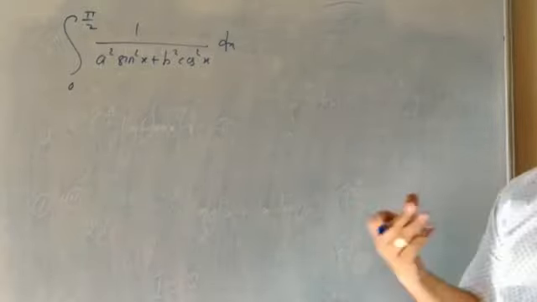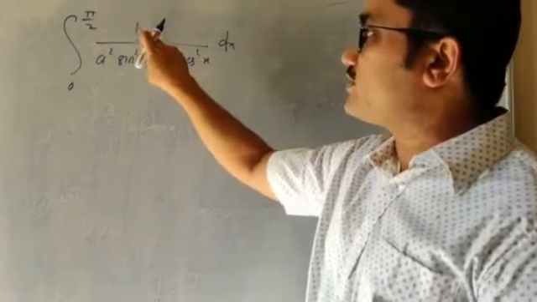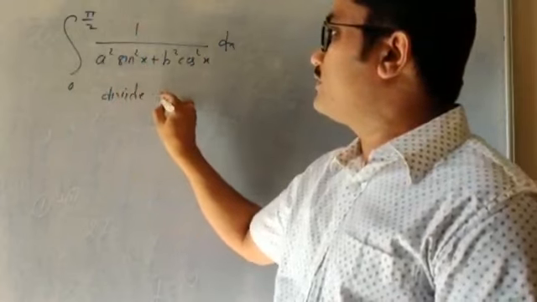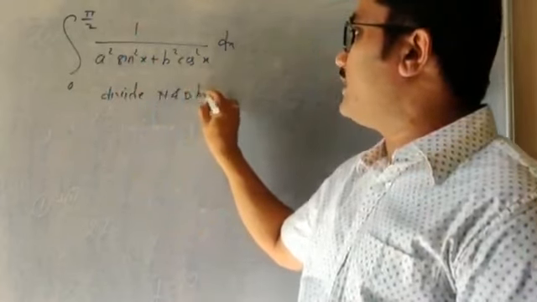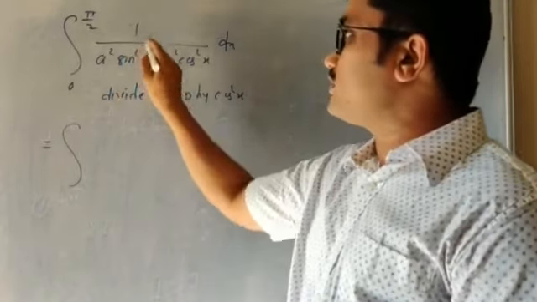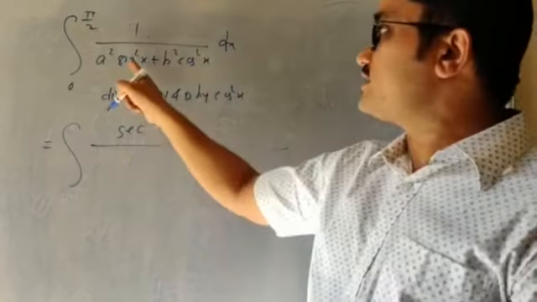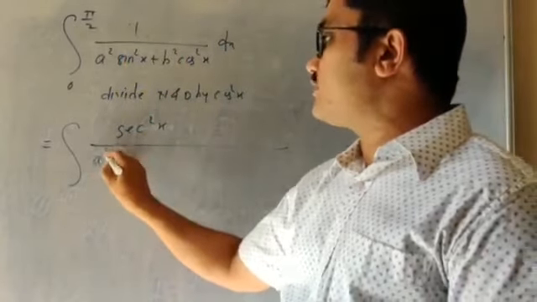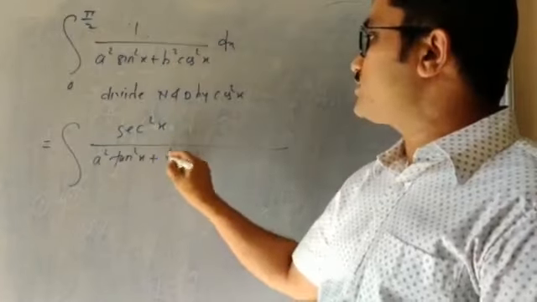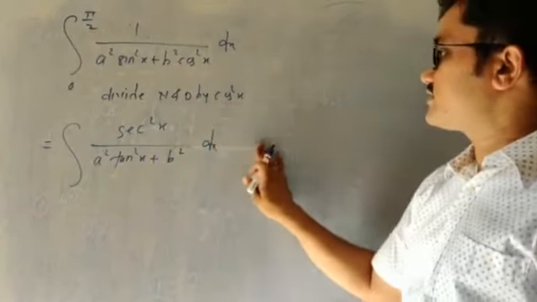Now we know when it comes to squares, there is a standard substitution. What we do is divide the numerator and denominator by cos square x. So this can be written as 1 upon cos square, which will be sec square x. In the denominator, sin square by cos square will become tan square, so it is a square tan square x, and plus b square cos square by cos square will be 1.